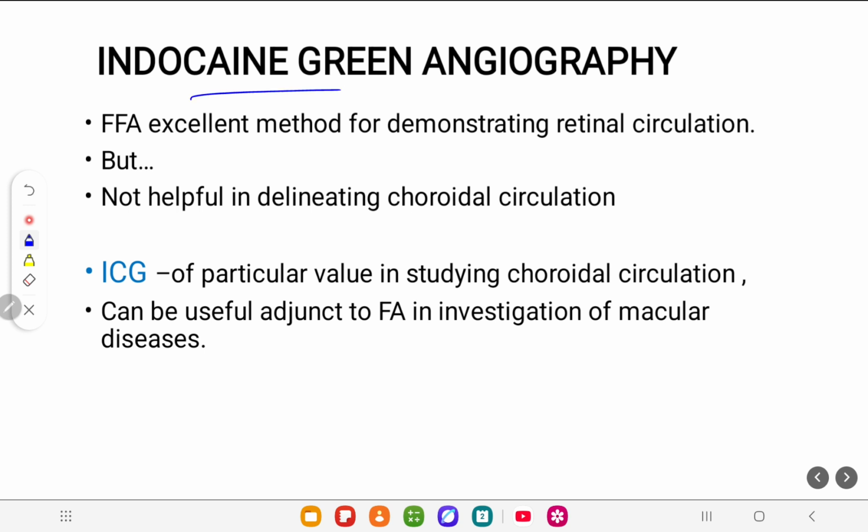So basically FFA is an excellent method for demonstrating retinal circulation, but not helpful when dealing with the choroidal circulation. Why? Because the choroidal capillaries are too fenestrated, and fluorescein gets out from that fenestration very easily. So ICG is of particular value in studying choroidal circulation and can be useful adjacent to the fluorescein investigation in macular disease. It is very helpful if both FFA and ICG reports are there. But definitely it is very helpful in studying choroidal circulation.